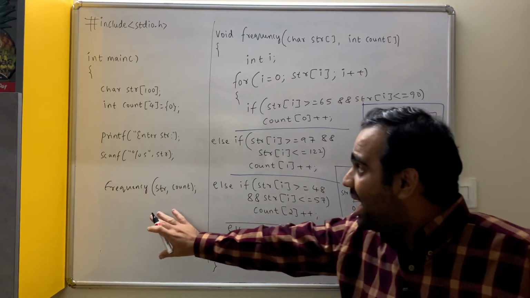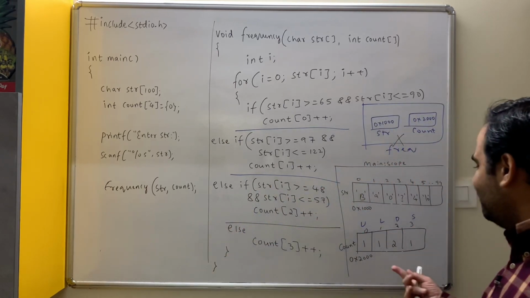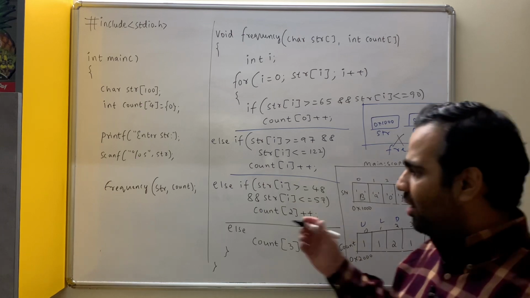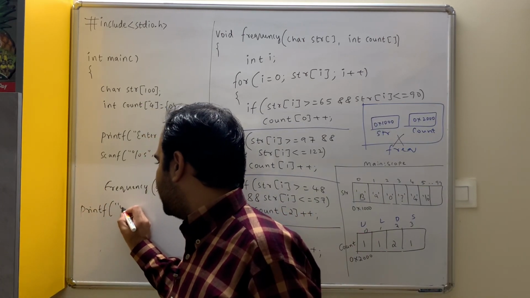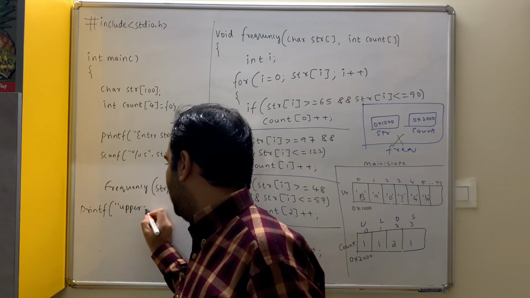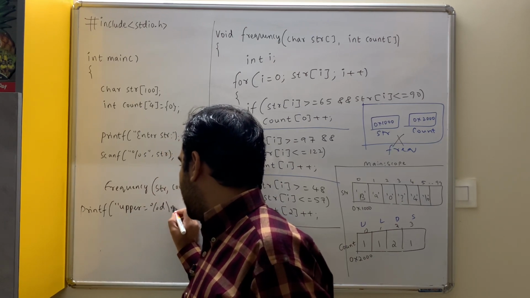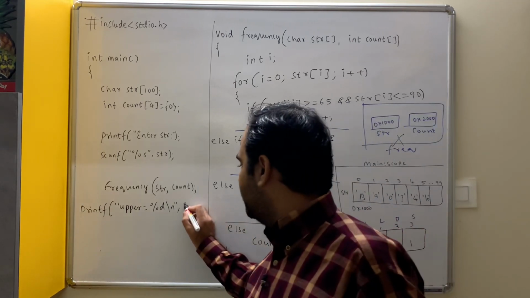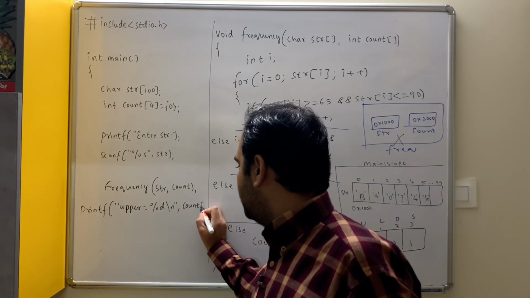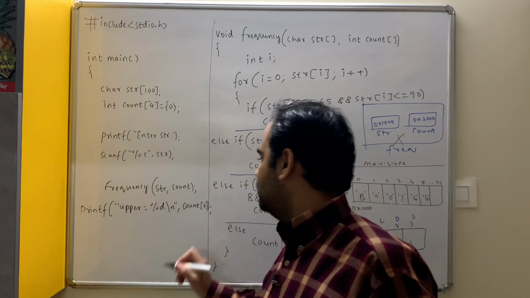Now you come back to main. Now when you come back to main, you have to display this. Now how do we display it? We say printf uppercase characters is equal to %d slash n comma. Where is it stored? It is stored in count of 0. Therefore, I write count of 0.